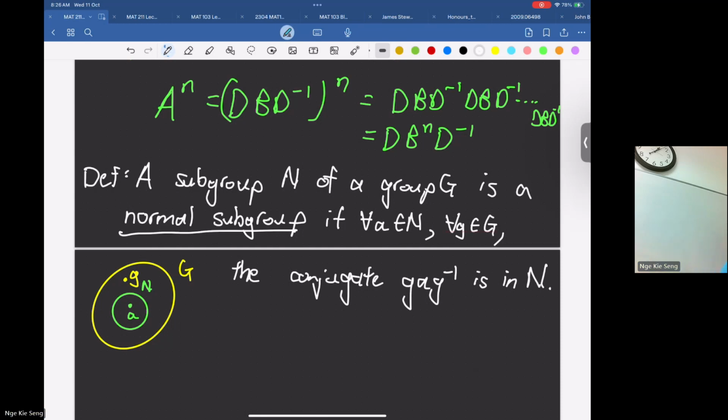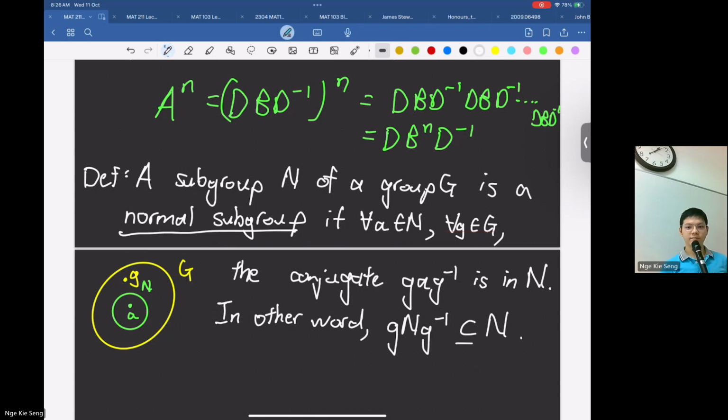Okay. So in other words, what does it mean? g N g inverse is a subset of N. Okay, so this is the definition of normal subgroup. Very important. What's the condition here? g N g inverse.